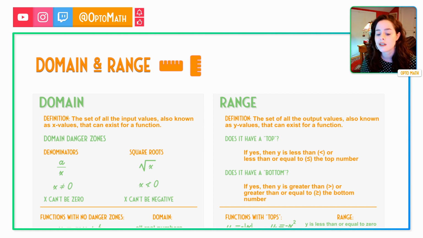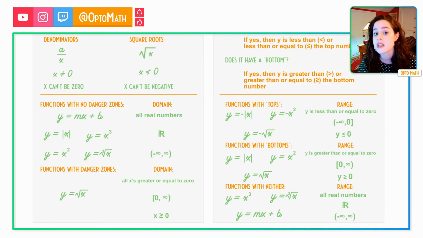Now it's not only 0, it's whatever makes the denominator 0. But if it's just an x in the denominator, then it cannot be 0. Another danger zone is square roots. You cannot have a negative underneath your square root. The reason why will be discussed in our quadratics unit, but for now, let's just remember you cannot have a negative underneath your square root. So if x is negative and it's a square root of x, then that's a big old danger zone for your domain.